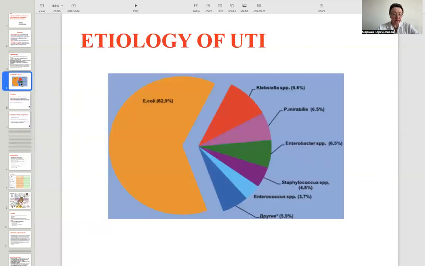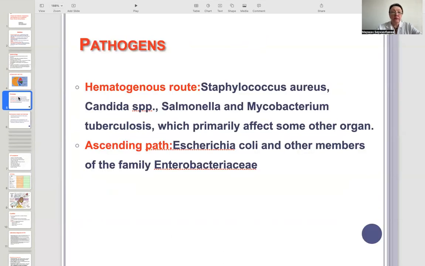Next, the etiology of UTI includes a lot of agents. The main infectious agents are E. coli and other infectious agents. Pathogens via the hematogenous route include Staphylococcus aureus, Staphylococcus saprophyticus, and others. Maybe Mycobacterium, which primarily affects some other organ. Via ascending paths, Escherichia coli and other members of the family Enterobacteriaceae.